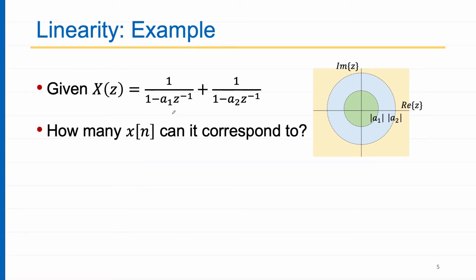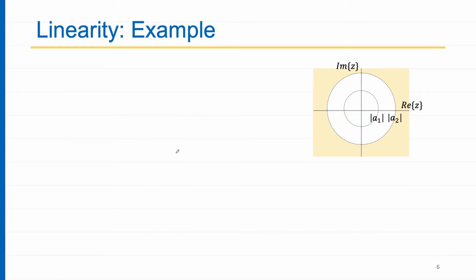And you know, we can get it from the ROC plots. Basically, if you choose one particular ROC, then the x[n] will be different. Let us see all of these cases one by one. Okay, consider the first case where you have the outside region. Basically, mod z is greater than mod a1 and also greater than mod a2, which means z lies in this region. So this is my region number 1, the orange shaded region.